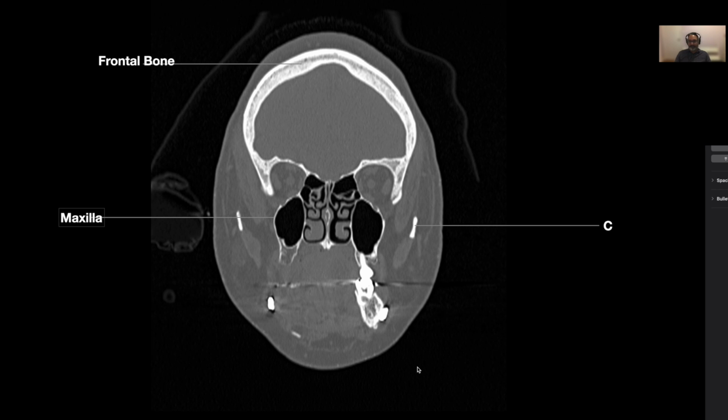Slightly tough, but I'm sorry? No, it is not. No, the wing of the sphenoid is up here. No, that's still, actually, that's still the frontal bone. But no, the wing of the sphenoid will be a bit posterior on this side. There's something outside of the skull.